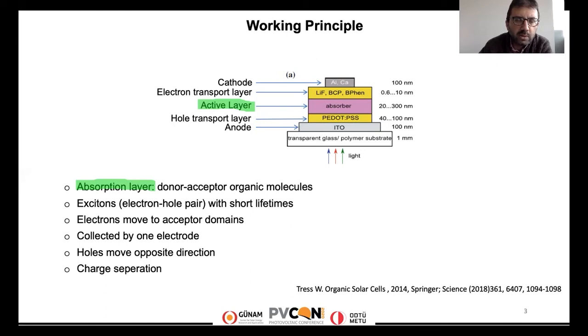They form excitons upon illumination with solar light. They have very short lives, and we need to form electrons and holes from the excitons efficiently. Electrons move to the acceptor domains and go through the electron transport layer and then the cathode electrode. And there is a circuit, a connection from the anode to the cathode actually. The holes go in the opposite direction. They go into the hole transport layer and anode, and we can say connect with the electron. So the charge separation is important here after exciton formation.